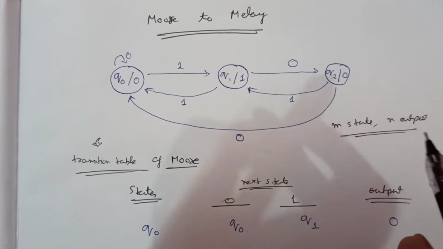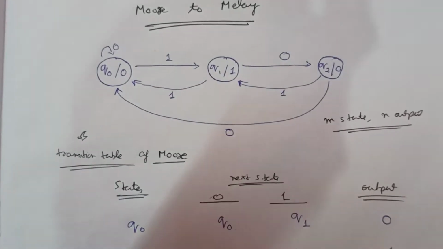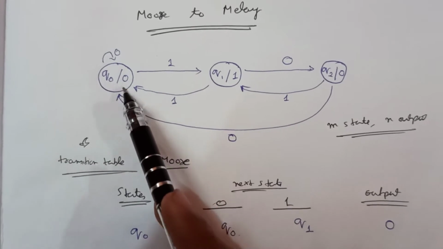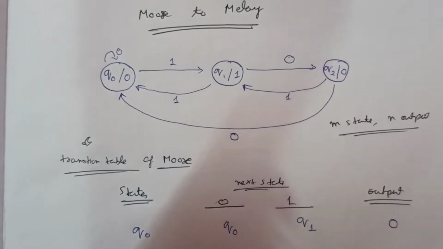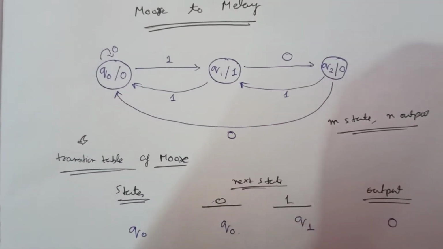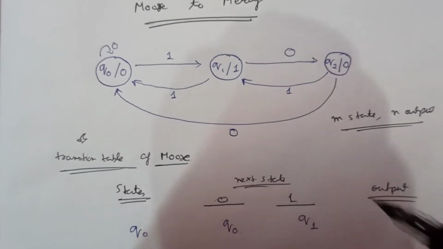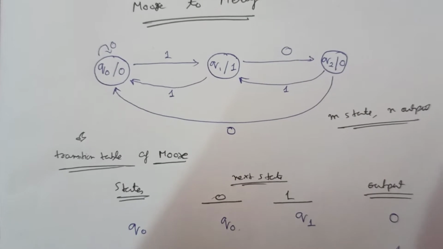We already know that for Moore machines, the output is dependent on the present state. But for Mealy machine it depends on the present state along with the input symbol. So how will we convert a Moore machine to a Mealy machine?